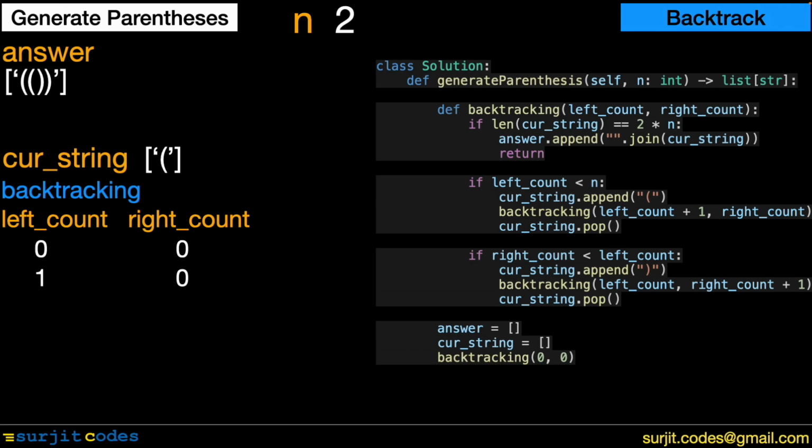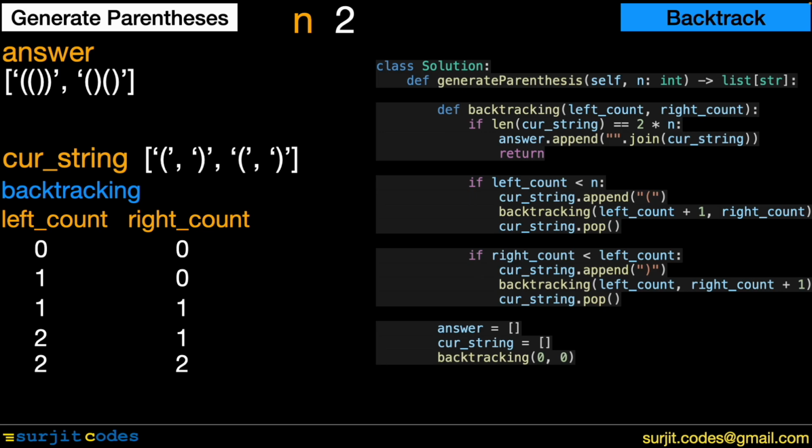As right count is less than left count, we append 1 now and call backtracking with counts 1 1. Left count is less than n, so we append one more left parenthesis and make a call with parameters 2 1. It is not an edge case, but the left count limit is reached, so we append the right parenthesis and make a call for 2 2, which is the edge case.